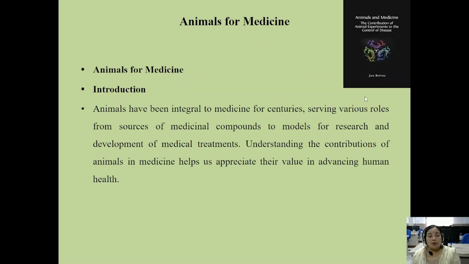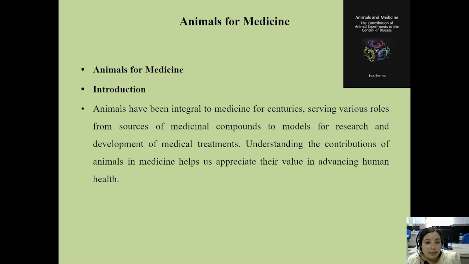Then come to another topic of your syllabus, that is animals for medicine. It's a book from Jack Potter. Animals and medicines: contributions of animal experiments to the control of disease, and use of animals for the preparation and production of medicine. That is the meaning of animals for medicine. Just introducing this topic, animals for medicine.